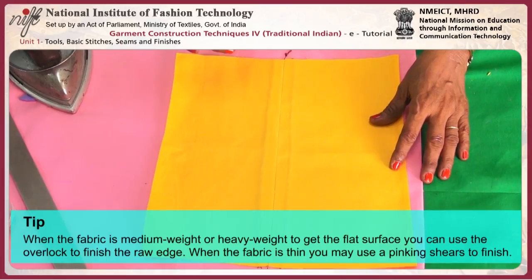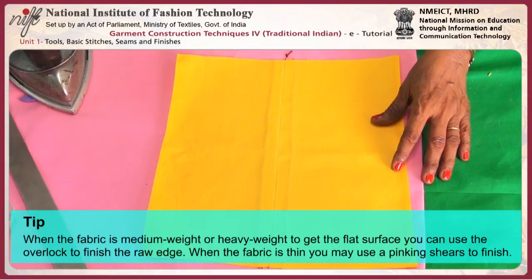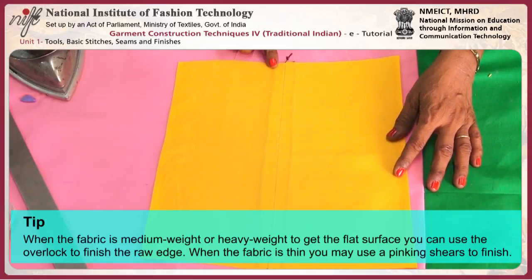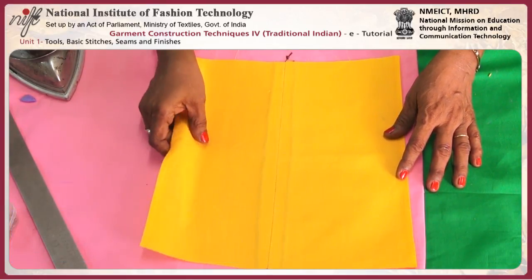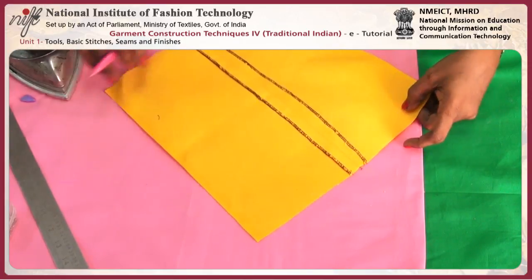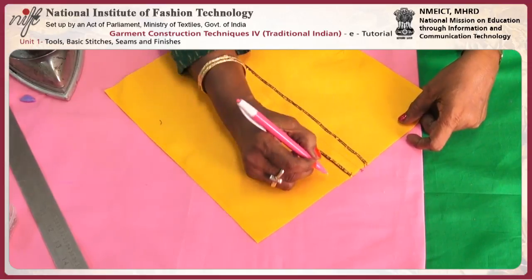When the fabric is very thin, you may use pinking shears to finish and avoid the bulkiness of the seam, in order to avoid the impression being seen at the right side. This seam is again the press open seam finished with overlock.